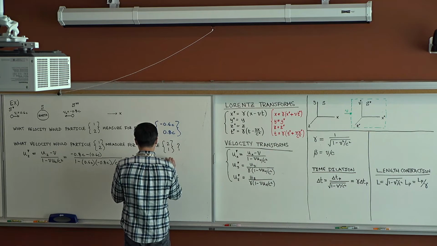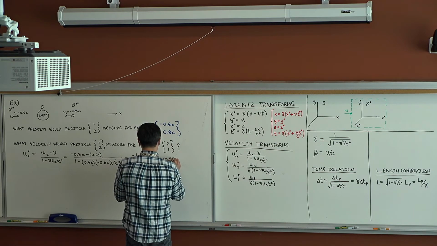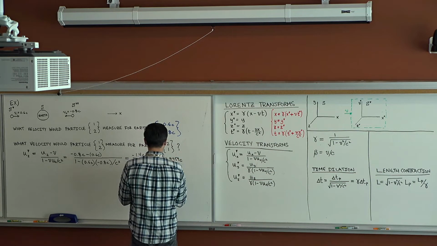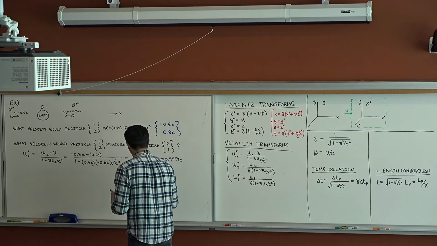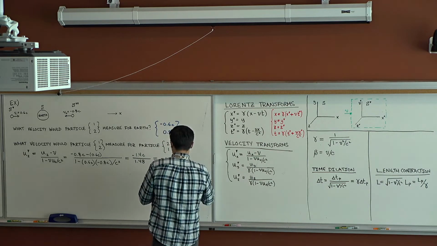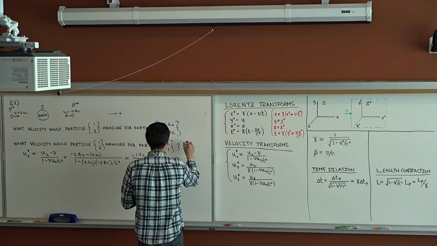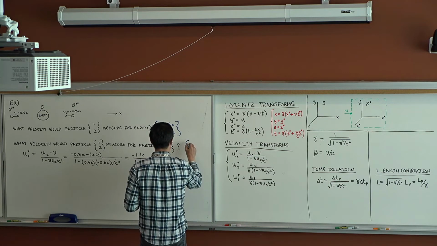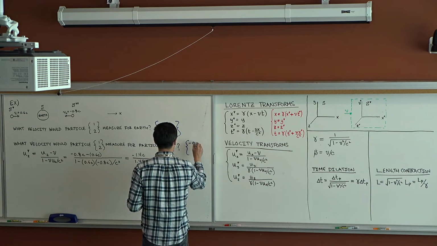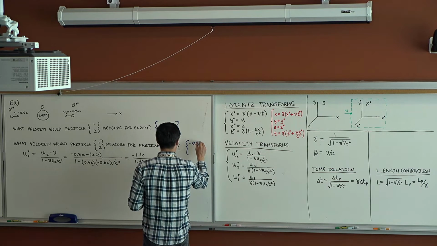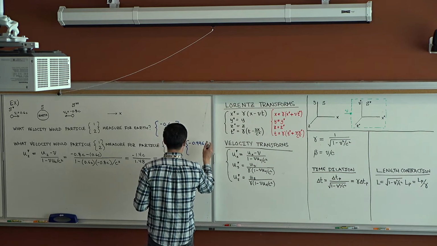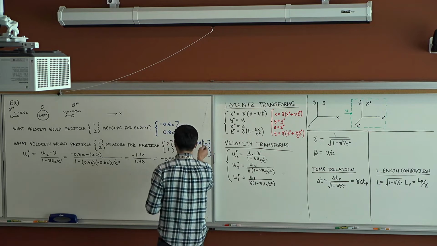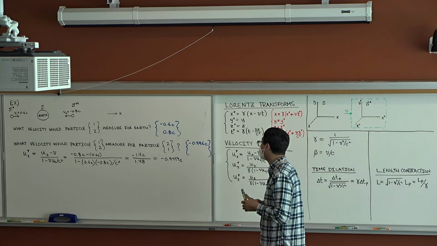And so we have minus 1.4 c over 1.48, which is minus 0.9459 c. I'm just going to round to 0.946, minus.